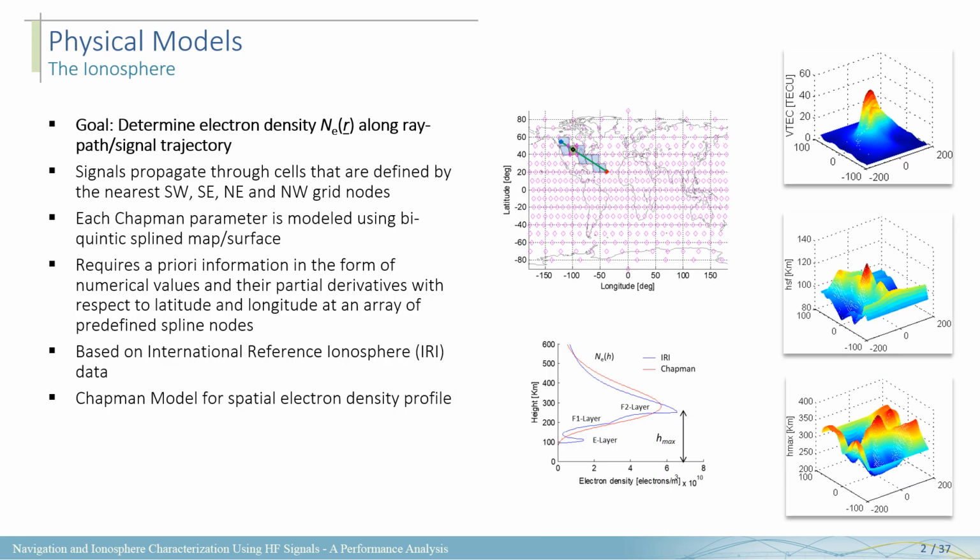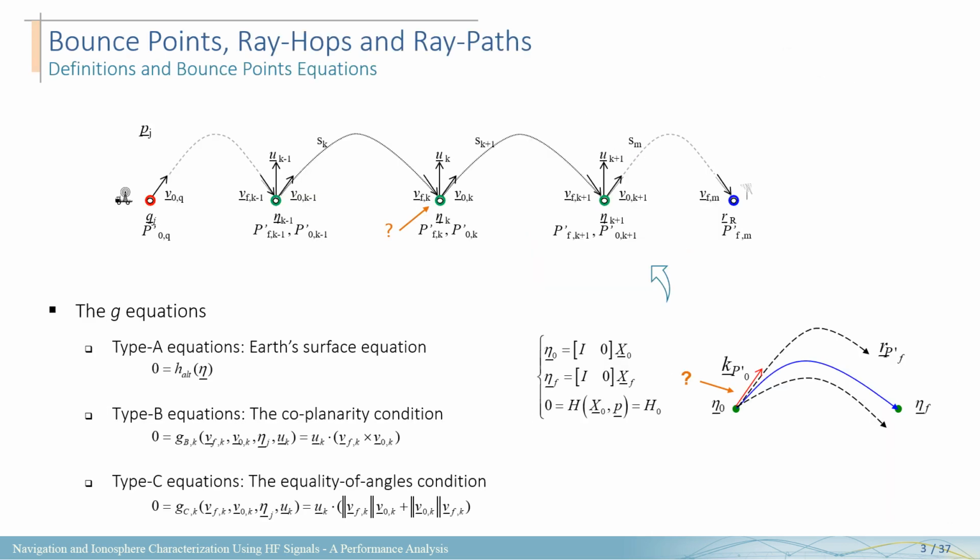A spatial electron density model is used to determine electron density near the propagating signals. It is based on a three-parameter Chapman vertical profile where biquintic surfaces are used to represent the three parameters' dependency on location. A method has been developed that determines the exact path for propagating signals, including the location of reflection points where signals are reflected from the Earth. This method utilizes ray tracing computations.